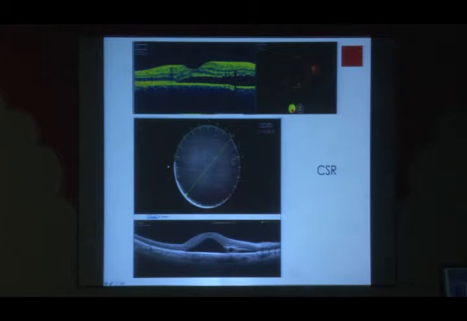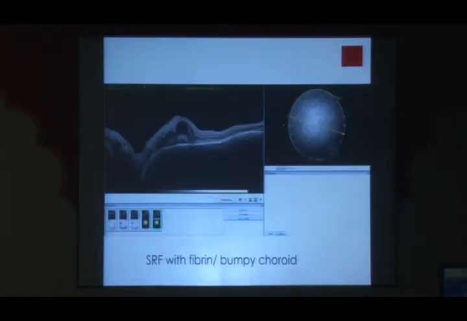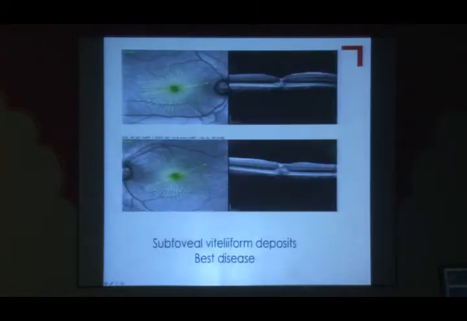As you see, in this case, this is also a CSR, but you see some fibrin. Fibrin does not mean it is always CSR, but you should be able to take other features into consideration before differentiating between CSR and a VKH-like response, because VKH can start with... So this is subretinal fluid with fibrin and a bumpy choroid. You can see the choroid is bumpy. This is more suggestive of a choroidal inflammation caused by VKH syndrome.